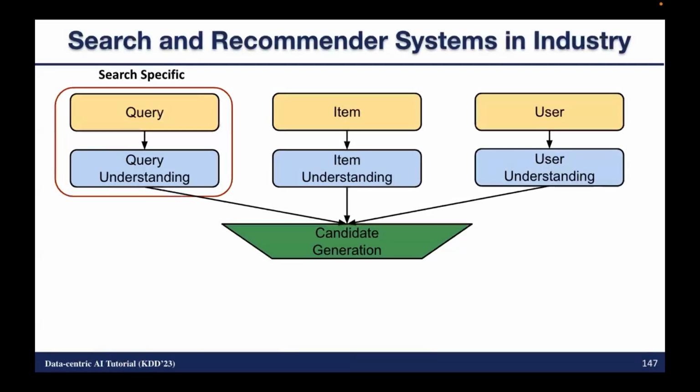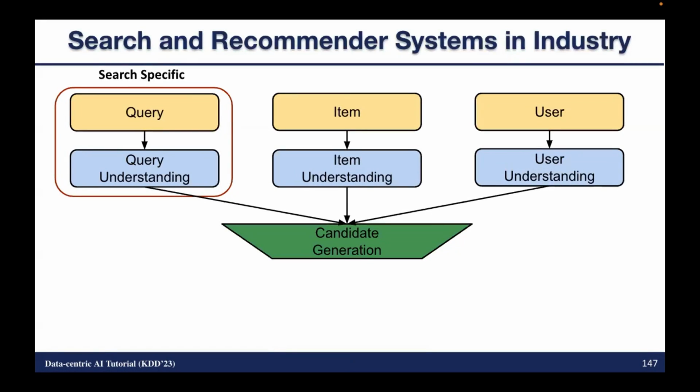Why do we do that? Because many of the time, the item pool is very large. It can be millions or billions of items. There's no way for us to directly send a large list of items for ranking, which is nowadays using very sophisticated algorithms, deep learning algorithms, to do.